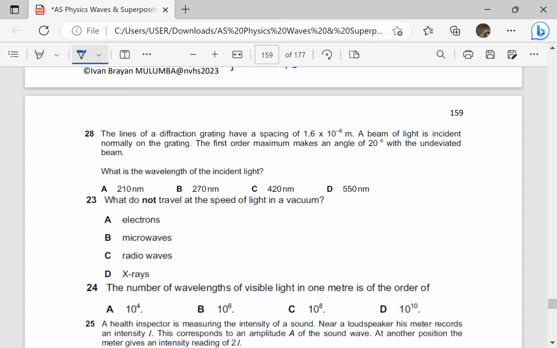The lines of a diffraction grating have a spacing of 1.6 times 10 power negative 6 meters. A beam of light is incident normally on the grating. The first order maximum, so n is equal to 1, makes an angle of 20 degrees with an undeviated beam. What is the wavelength of the incident light? If it is a diffraction grating, we know that n times lambda is equal to d sine of theta. N is 1, the wavelength is lambda, d is 1.6 times 10 power negative 6, sine of 20.